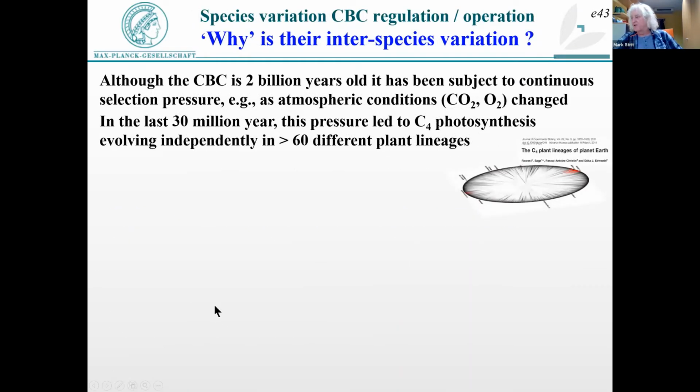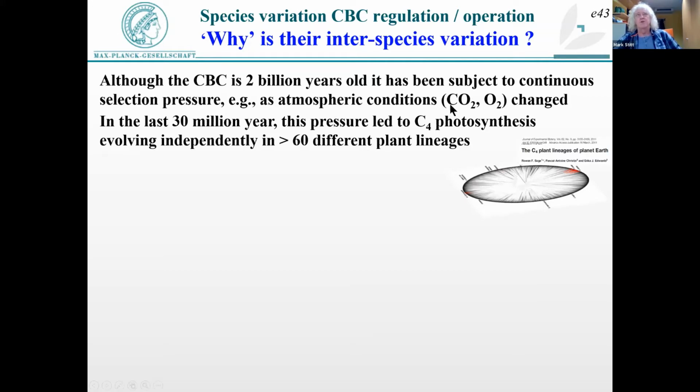Now's the why question. Why is there interspecies variation? I was very surprised when we first saw these things going off in all different directions in the PCA. But the more I thought about it, the more I realized, well, this is obvious. And I'm sure for many people, it was already obvious. So the Calvin Benson cycle is 2 billion years old. It's very old, but it's been subject to continuous selective pressure among many, many things.